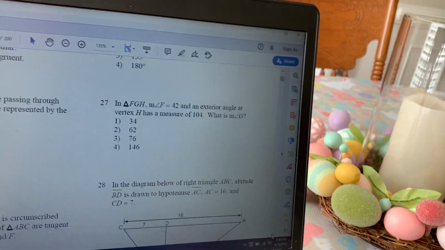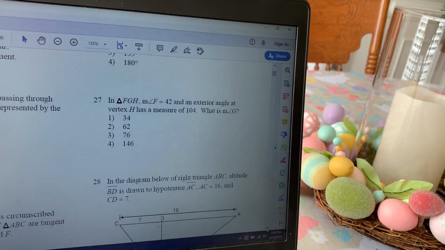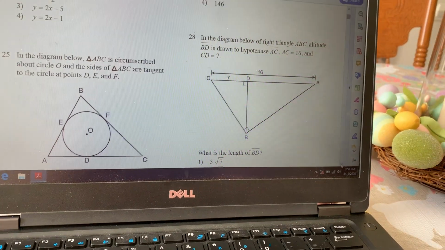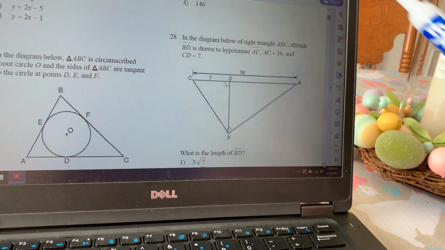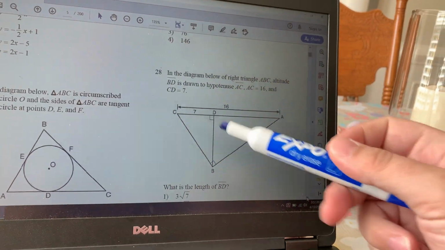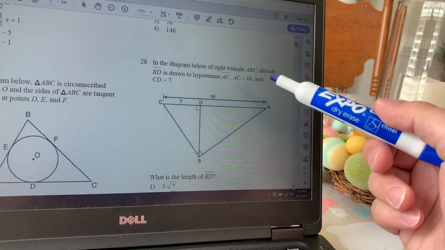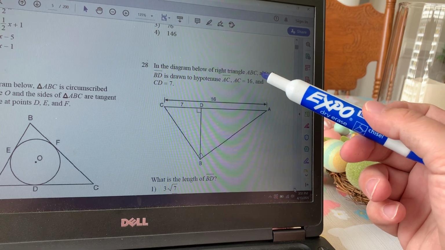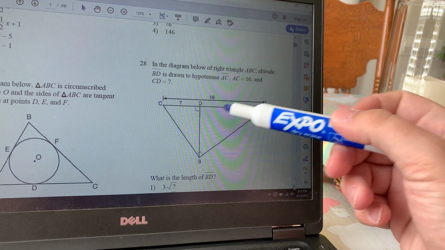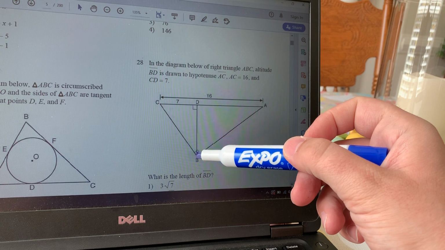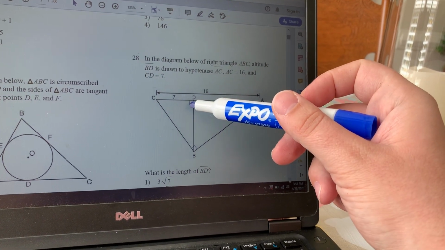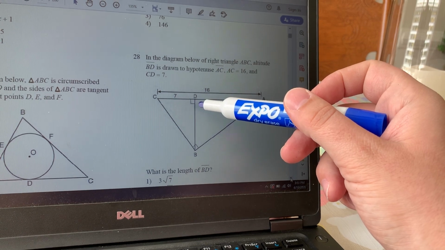Number 28. So, something we didn't talk about a lot, if at all. So what I have is, I have right triangle ABC, the big one, okay? Altitude BD is drawn to hypotenuse AC. So it's altitude. Again, the triangle's flipped upside down, still altitude. Draw straight to the other side, forms a right angle here. Obviously, if it forms a right angle here, it would form a right angle there.